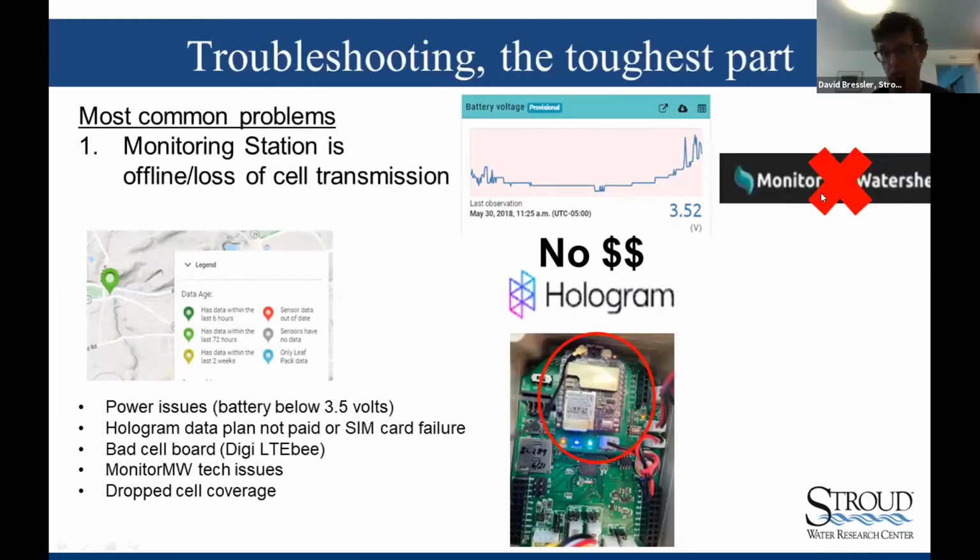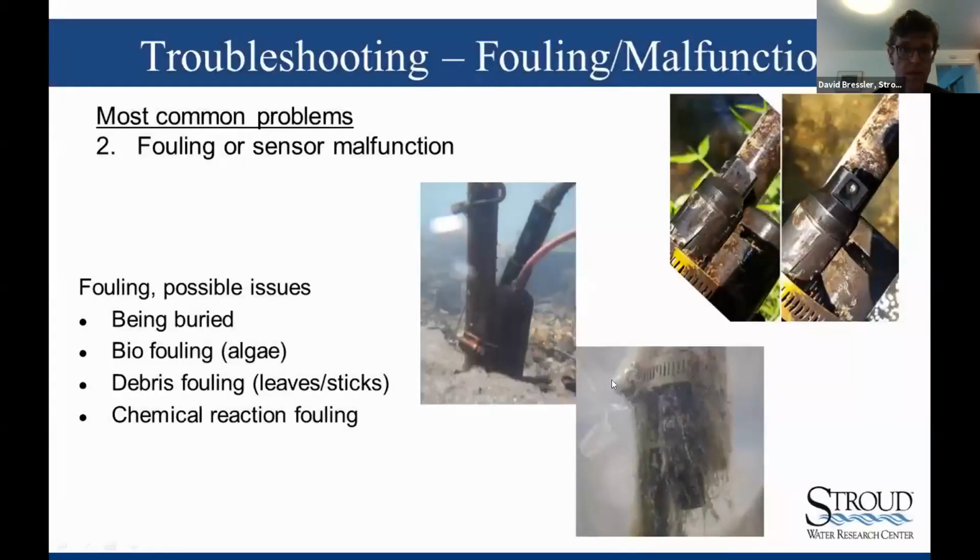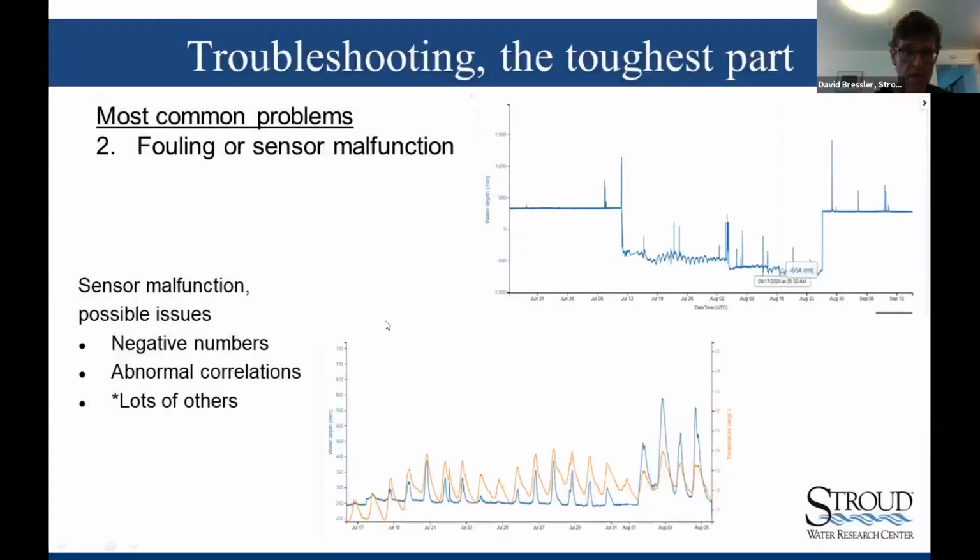Monitor My Watershed also can have issues. So every now and again, there'll be sort of a period of time when Monitor will be down and stations will show up as not transmitting. And then there can be cell tower issues as well. So fouling can certainly happen with sensor burial. You can have growth on these turbidity sensors. You can have all kinds of debris and stick fouling of the sensors in general. All of that can cause bad data readings.